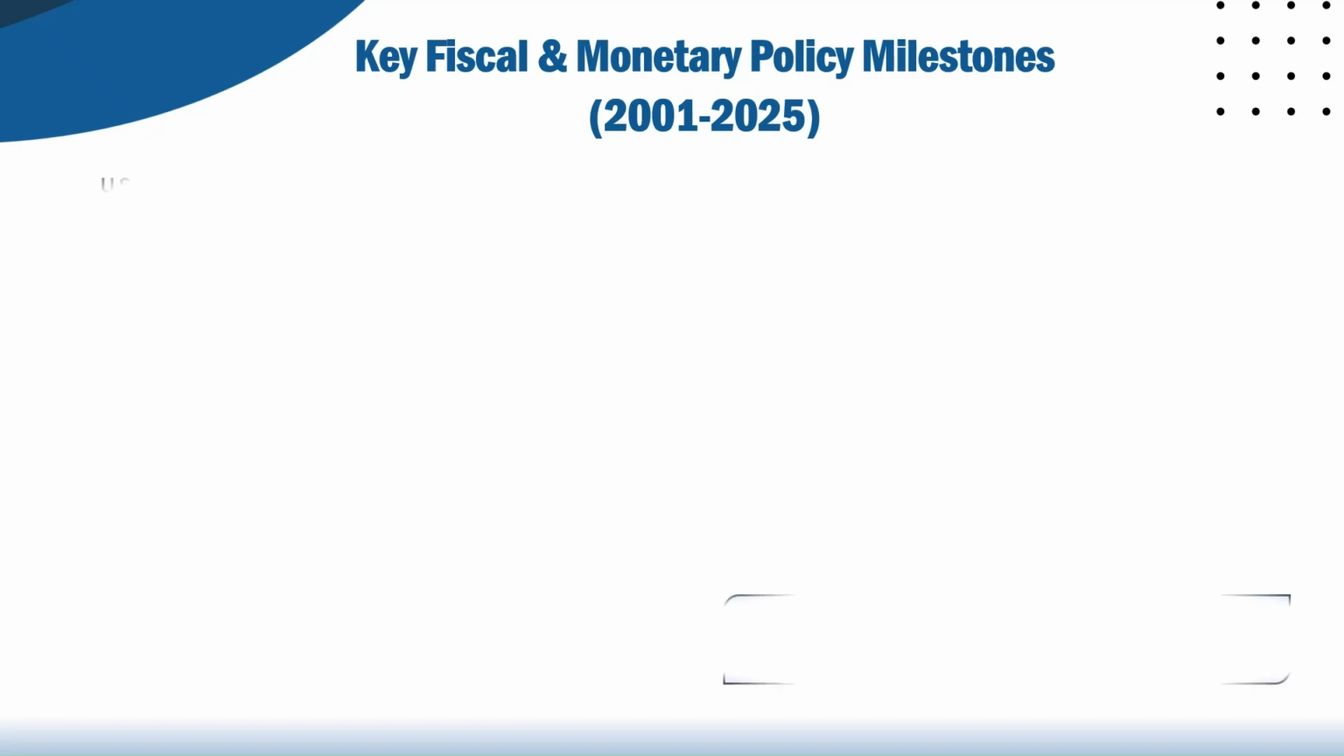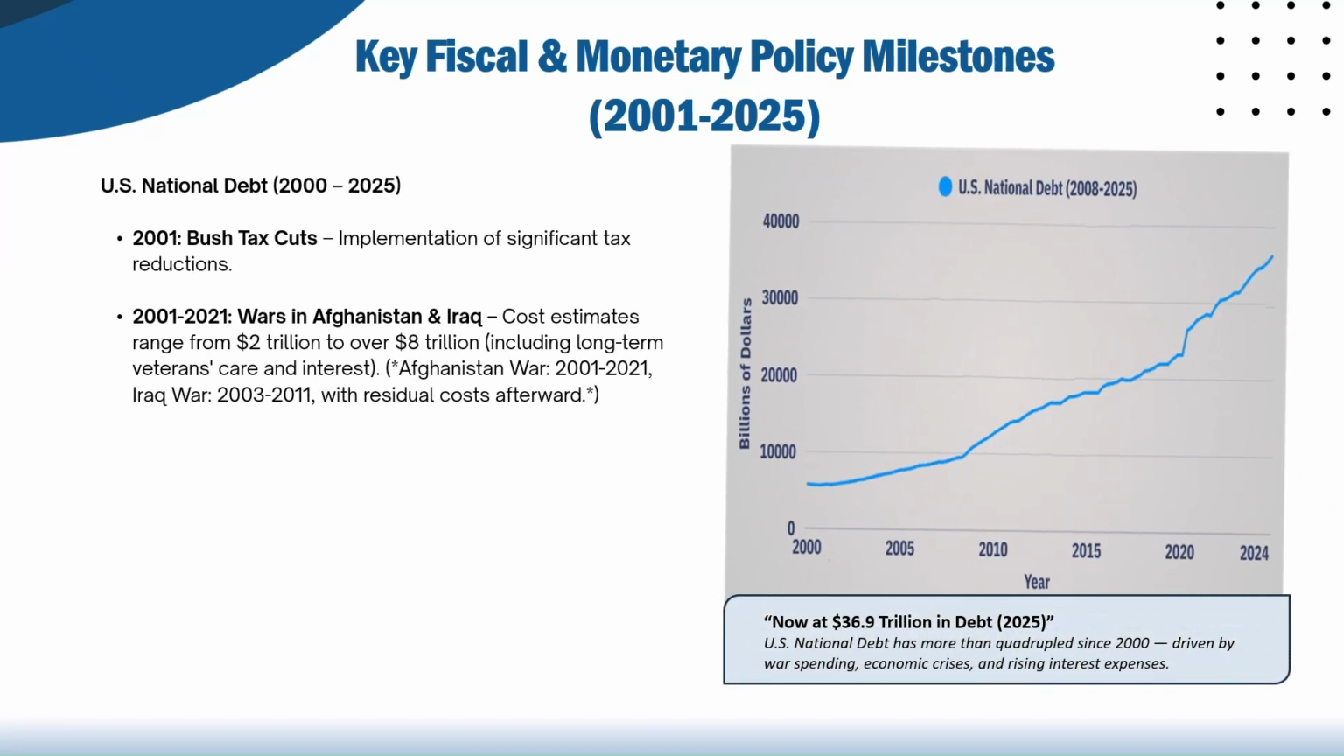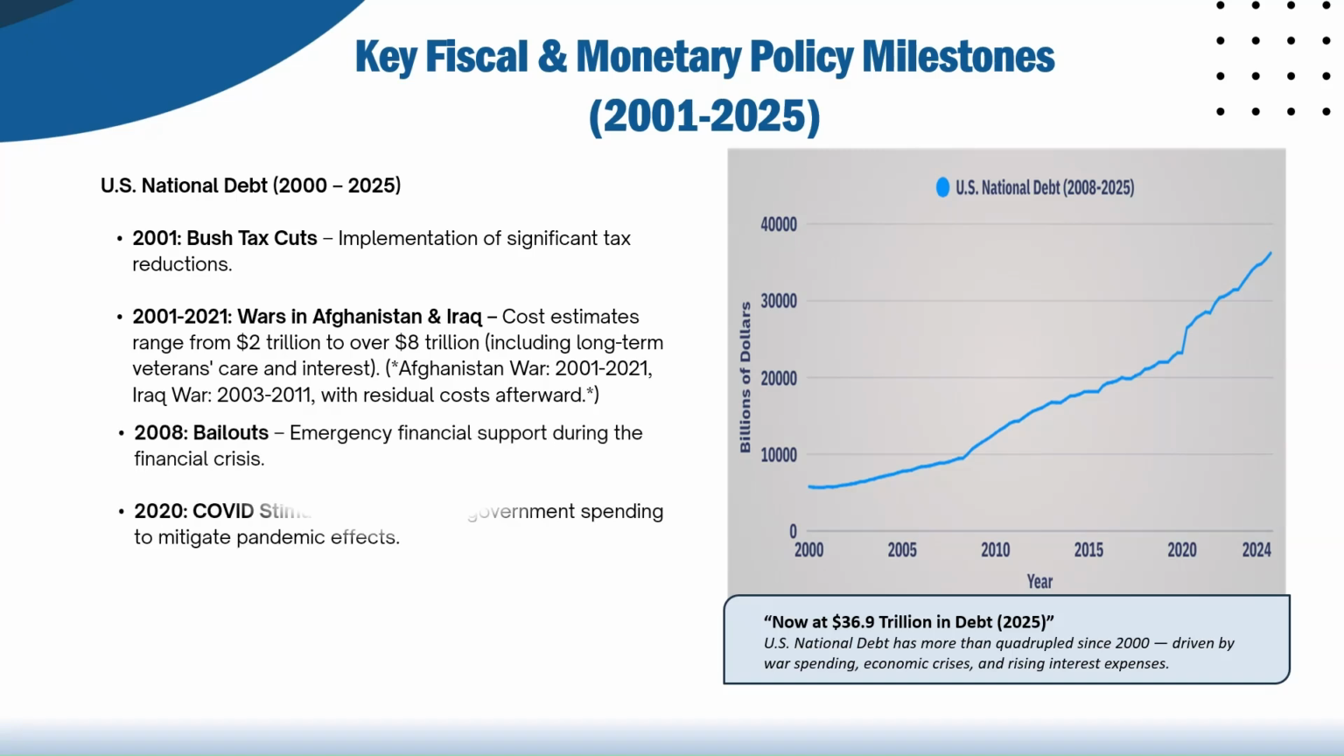Now on the right, we see how this ties to the growth of the US national debt. Starting in 2001, after the Bush tax cuts, the debt began to rise. And this was further accelerated by the wars in Iraq and Afghanistan, which added trillions to the debt in long-term cost. Then you got the 2008 bailouts, which added trillions more, and then the debt truly exploded in 2020 when the government deployed unprecedented levels of financial stimulus in response to COVID.